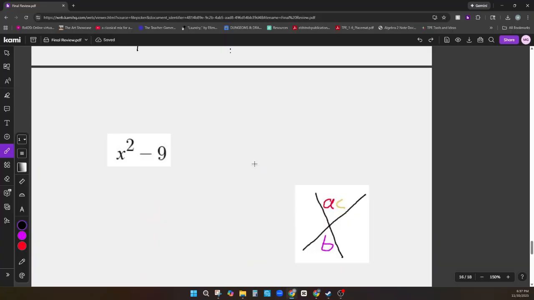So once again, I'll give you an opportunity to pause and try this one. There's a trick to this one. Let's see if we can remember what that is.